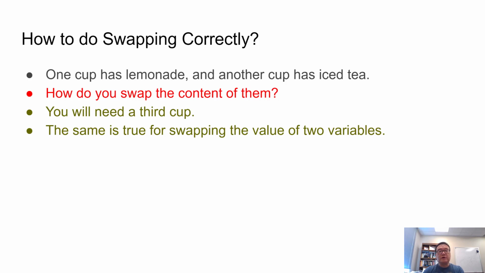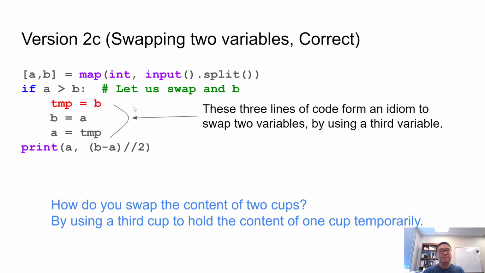And the same is true for swapping the value of two variables. You need a third variable that can hold the content. With a third cup, you can put the lemonade in the third cup. Now the lemonade cup is empty. You can pour the iced tea cup in there. And now the original iced tea cup is empty. You can pour the lemonade in the third cup in here. This is essentially what's happening with swapping.